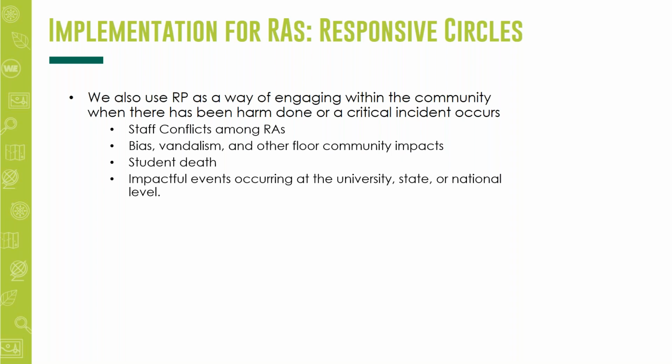or national level. So when large-scale critical incidents, like bias incidents, happen at a national level, we'll still often do responsive circles with the community to support them by providing a space of name, impact, and how can they come together as a community to support each other.